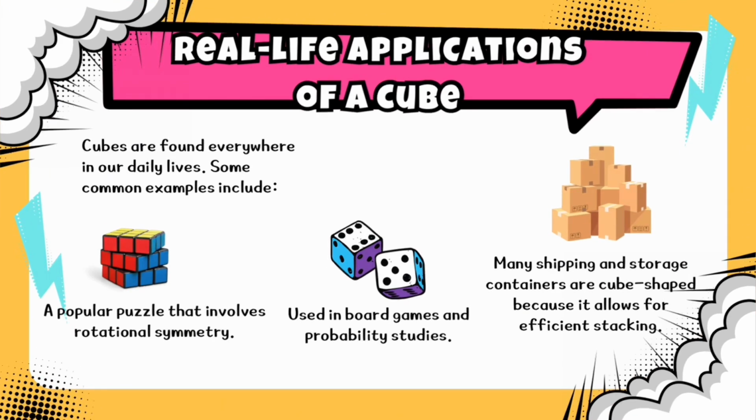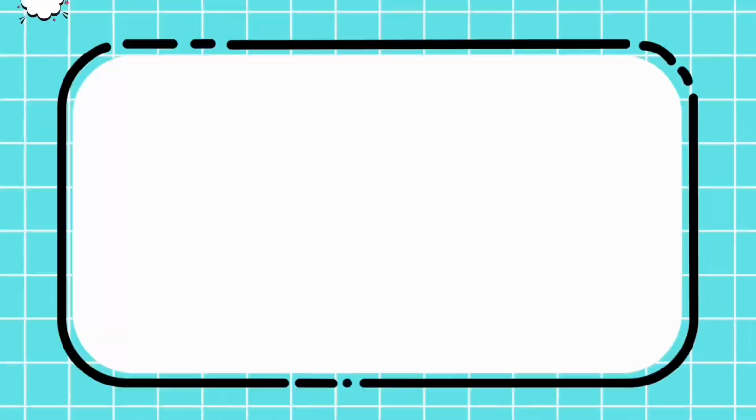Real-life applications of a cube. Cubes are found everywhere in our daily life. Some common examples include the Rubik's Cube, a popular puzzle that involves rotational symmetry. The second one is dice, used in board games and probability studies. And the third one is boxes. Many shipping and storage containers are cube-shaped because it allows for efficient stacking.